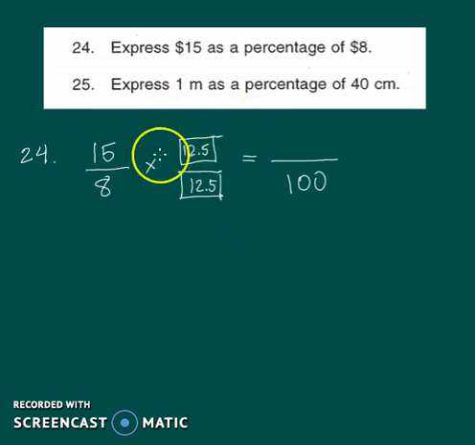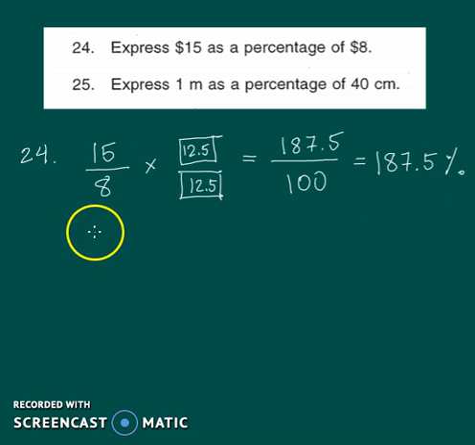And 15 times 12.5 gives us 187.5. So now that we have a denominator of 100, we can turn it into a percentage. So that would be 187.5%.